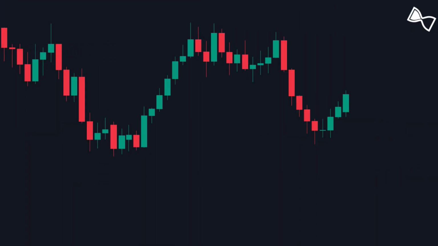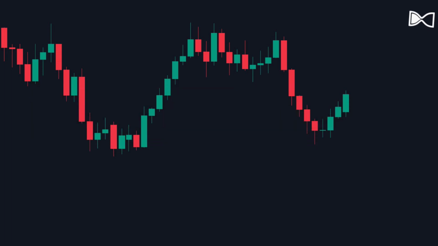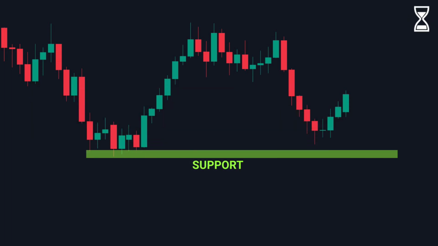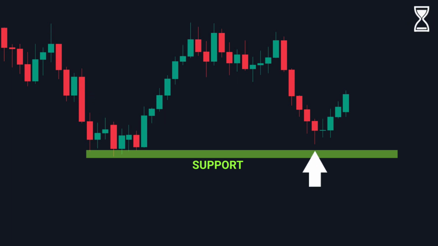Here we are on the first chart. So we have to identify the key levels first, and as you can see we have a level of support here, where price hit and reversed from. And now we are back here again.